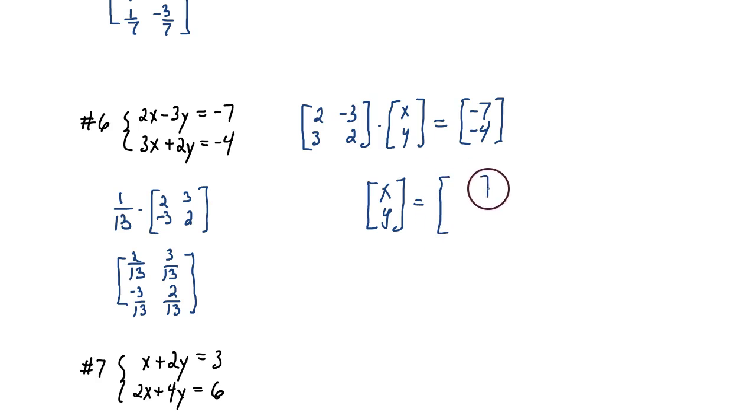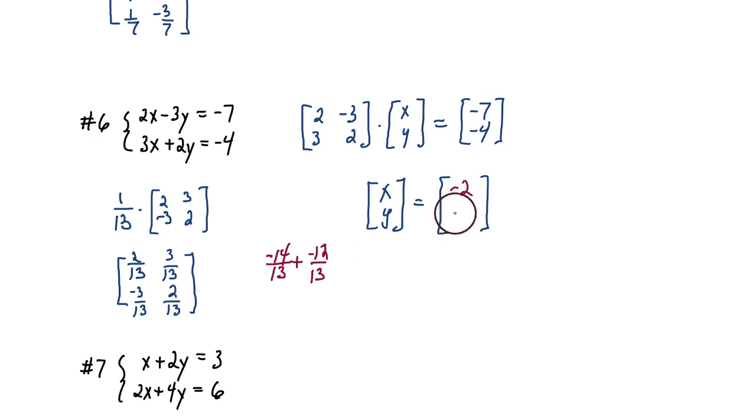On the right side, let's get our answer. 2/13 times -7 is -14/13 plus 3/13 times -4 is -12/13. When you add these, it's -26/13, which reduces to -2. I'm writing this down because these fractions are a little tough for me to keep track of in my head.